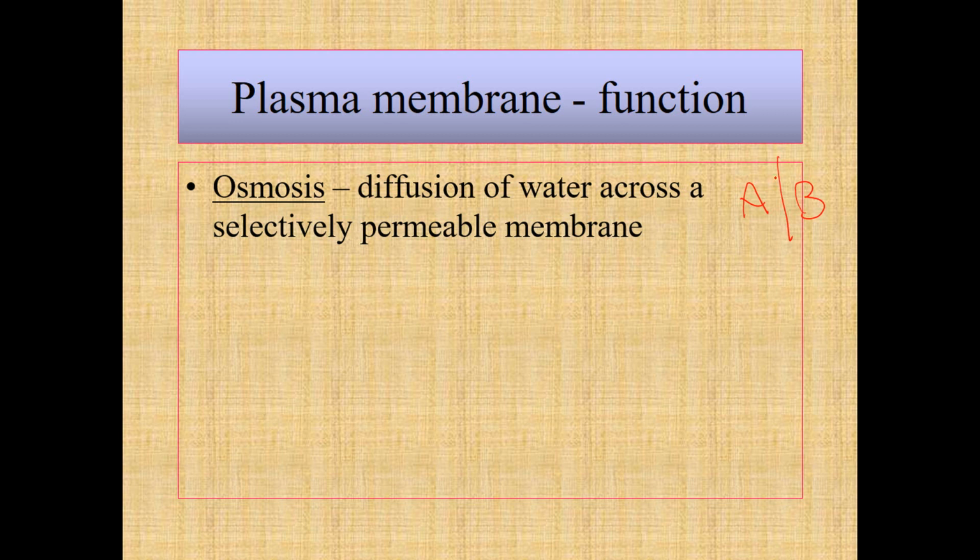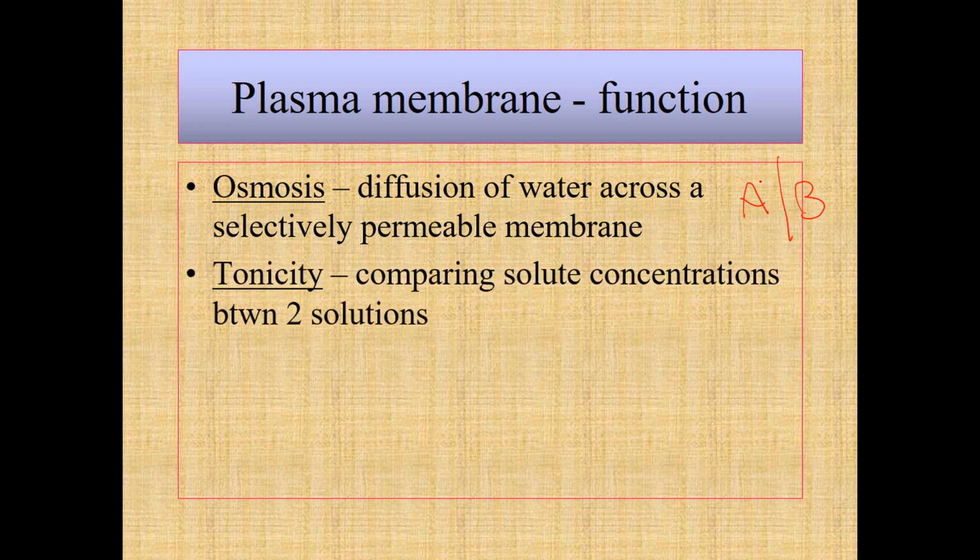So when we compare solute concentrations between two solutions, that is tonicity. And so when we do that, there's going to be three possibilities. A is going to be equal to B, A is greater than B, A is less than B. So isotonic is when there are equal solute concentrations. So where can I draw this? So if I have 10% X inside, 10% X outside, that's isotonic.